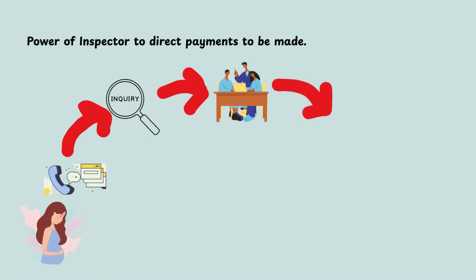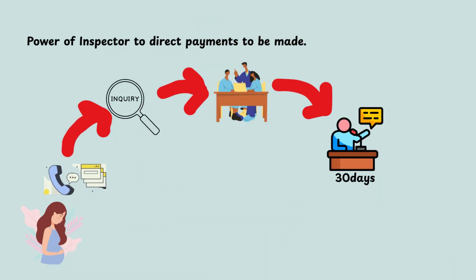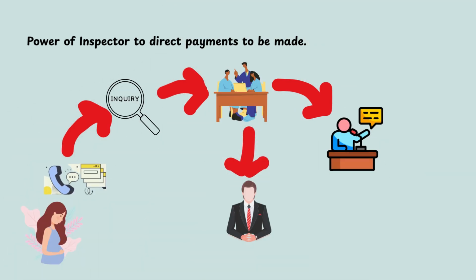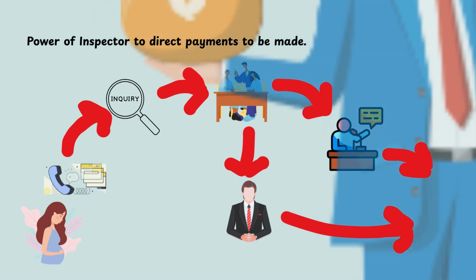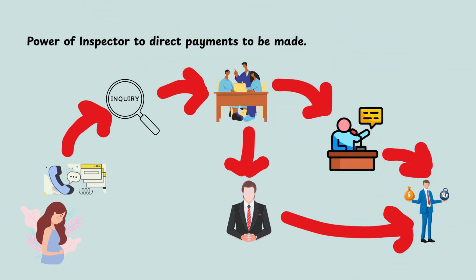If someone disagrees with the inspector's decision, they can appeal within 30 days to the authority specified by law. If no appeal is made, the inspector's decision is final. Then, the collector will collect the money based on a certificate from the inspector.